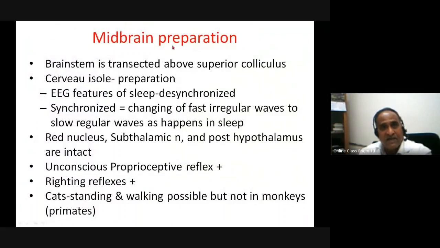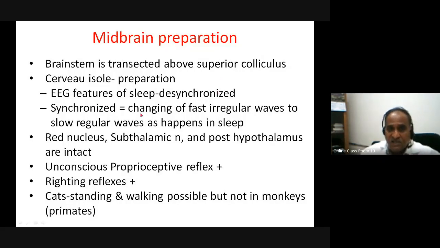Now coming back, I repeat, in the midbrain preparation, the brainstem is transected above the superior colliculus. This is known as a cerebral isolate preparation, and this preparation is used to study the EEG features, especially the reticular system, because it's the mesencephalic and the pontomedullary reticular system. They synchronize the EEG pattern, that is the brain waves.